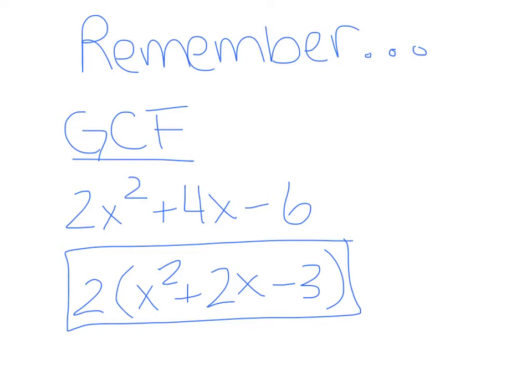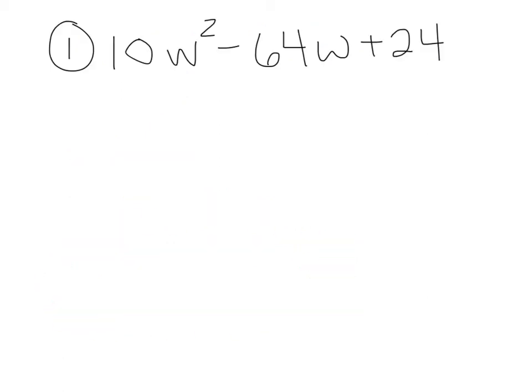Okay, so just to remember, greatest common factor is when we find a number that all the terms have in common. So in this case, 2x squared and a 4x and a negative 6 all had a 2 in common, so we pulled that out. And when we did that, 2x squared divided by 2 gave us x squared, 4x divided by 2 gave us 2x, and negative 6 divided by 2 is negative 3. So you ended up with this when you ended up factoring.